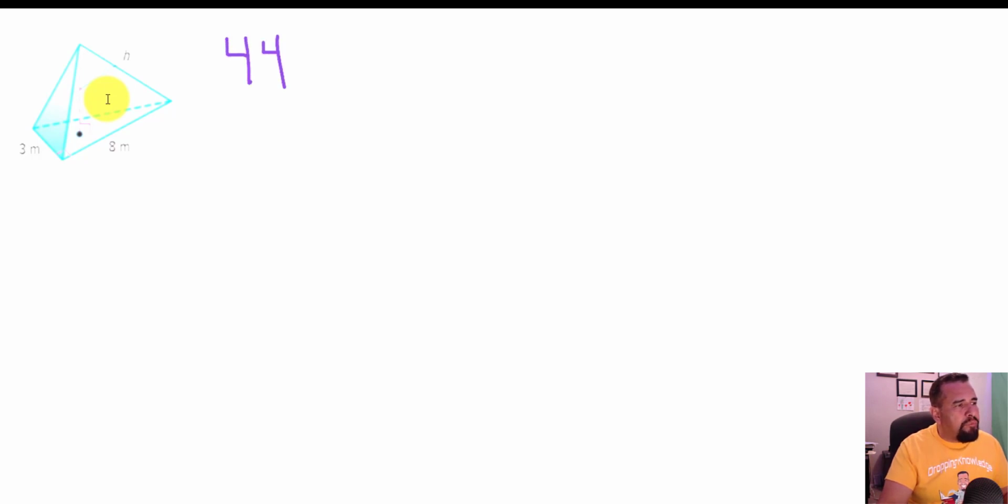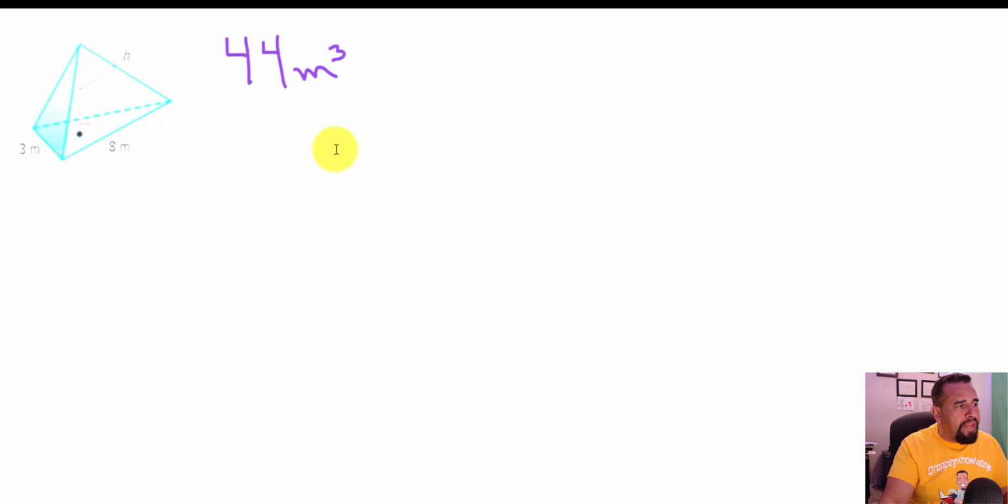They told me that the volume was 44 meters cubed, right? Because they already solved it. Someone solved it and said, hey, this has a volume of 44 meters cubed. What is the height? Well, that's what we're going to solve. And we're going to use that same formula we just used.